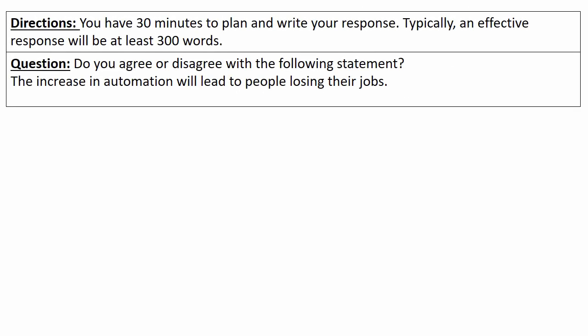Do you agree or disagree with the following statement? The increase in automation will lead to people losing their jobs. You have 30 minutes to write. Start writing now.